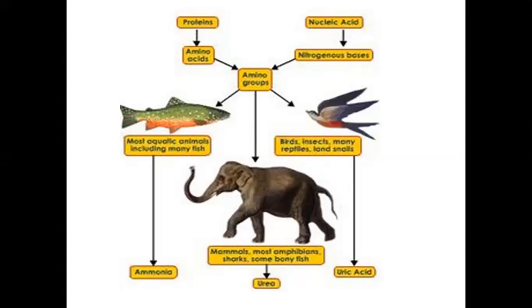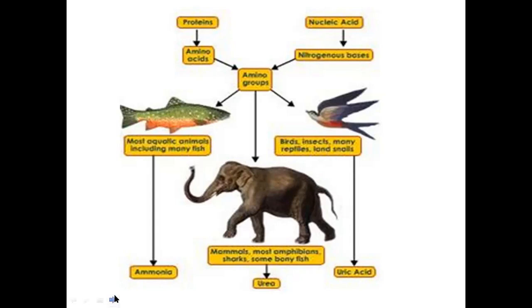excreting ammonia majorly, including the aquatic animals and many fishes, follow ammonotelism. Then those who are excreting urea as a major excretory product, including mammals, which includes human beings also, and most amphibians and sharks, follow ureotelism. And the birds, insects, many reptiles, and land snails excrete uric acid majorly, so they follow uricotelism. So depending on this, there are different modes of excretion.